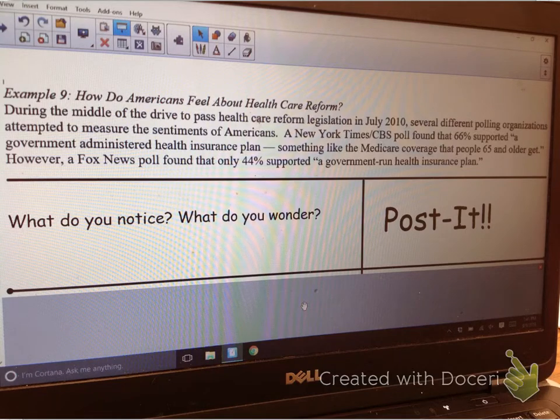Let's talk about example 9 right now. I'll give you room, or leave some room for this as well, so you can glue this in if you'd like. How do Americans feel about healthcare reform? During the middle of the drive to pass healthcare reform legislation in July of 2010, several different polling organizations attempted to measure the sentiments of Americans. A New York Times CBS poll found that 66% supported a government-administered health insurance plan, something like the Medicare coverage that people 65 and older get. However, a Fox News poll found that 44% supported a government-run health insurance plan. What do you notice? What do you wonder? Take a minute, pause, and think about this.